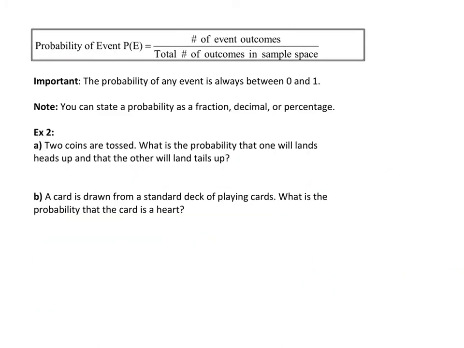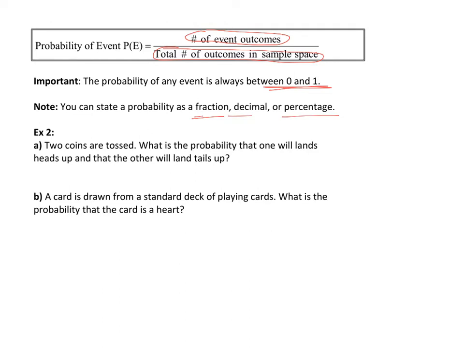Alright, for the probability of an event. Alright, we're working with probability now. It's the number of event outcomes over the total number of outcomes in the sample space. Okay. So important, the probability of any event is always between 0 and 1. So if you're doing a probability problem and you're working it out, punching in your calculator, and you end up with something like 1.2 or 2.8, you're doing something wrong. Alright, the result should always be between 0 and 1. Alright, note you can state a probability as a fraction, decimal, or percentage. They're all different forms of stating the same quantity.